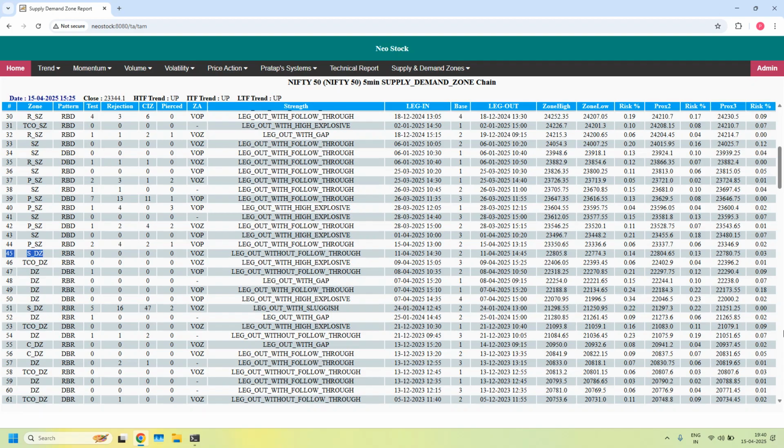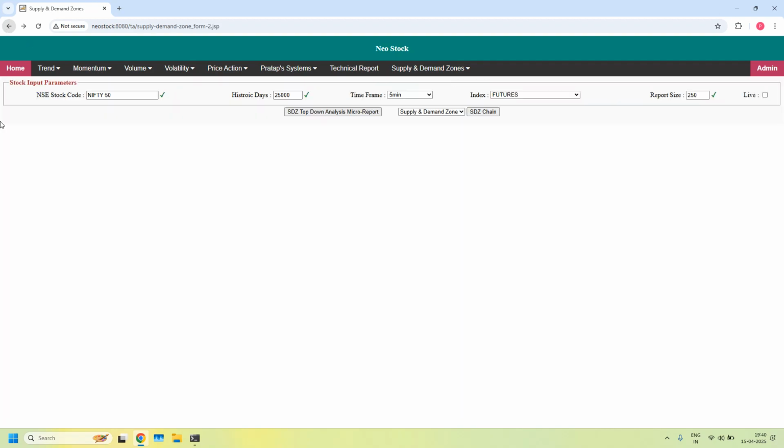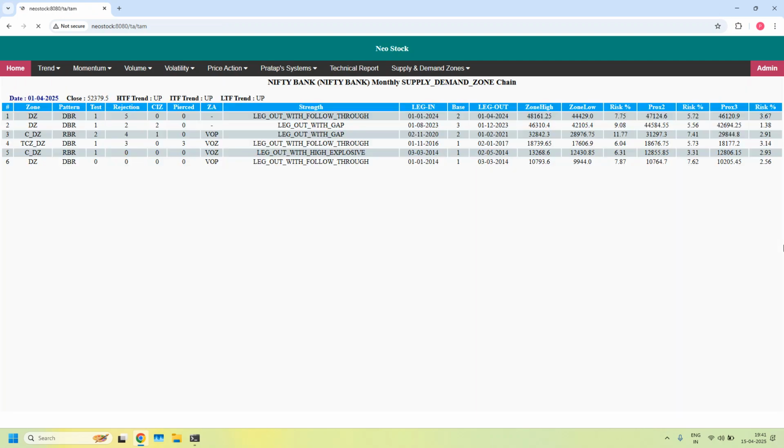With this, we have completed Nifty supply demand zone chain generation for different time frames. Next, we will look into Bank Nifty supply demand zone chain. That is nothing but Nifty Bank. Starting with monthly time frame, generating monthly supply demand zone chain for Bank Nifty.